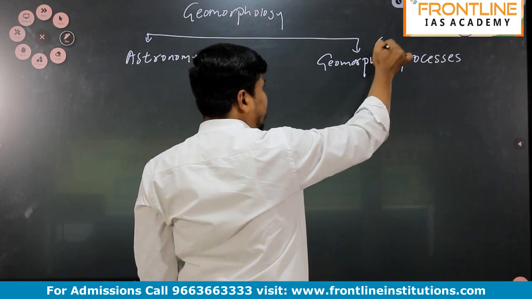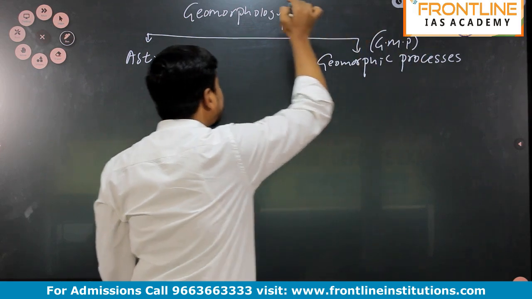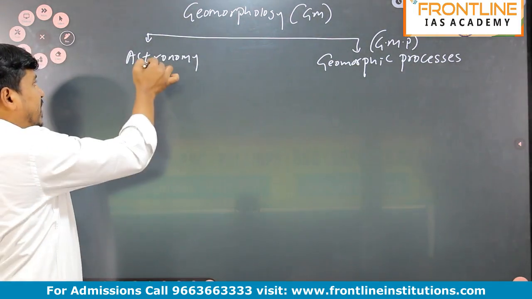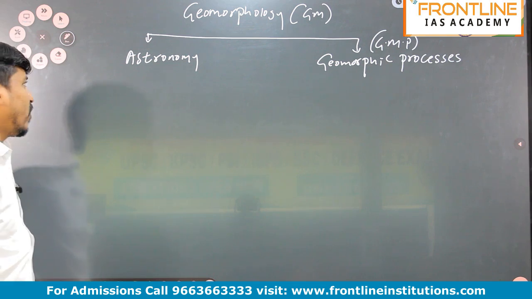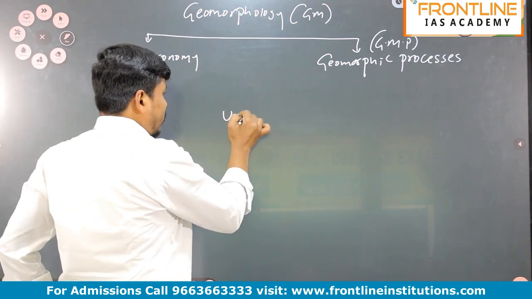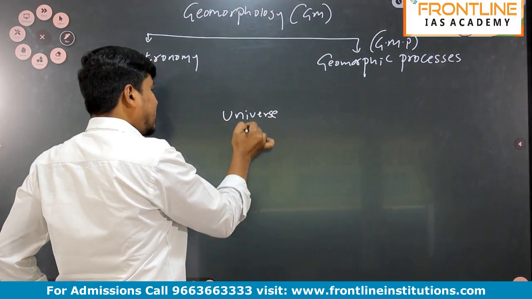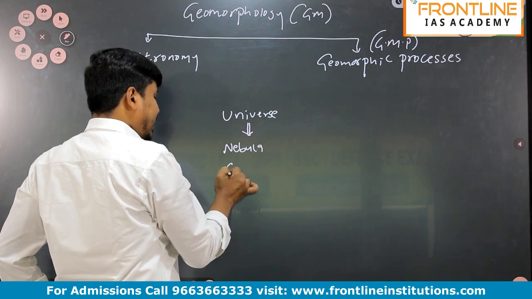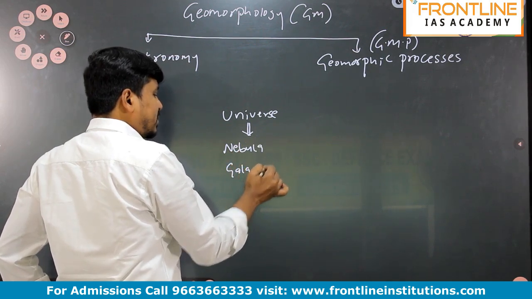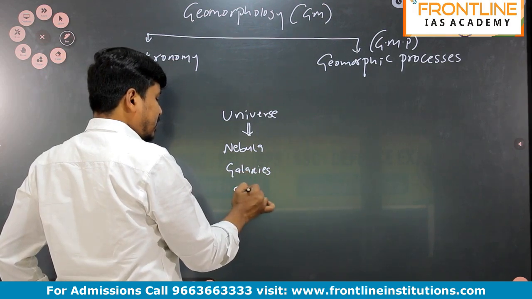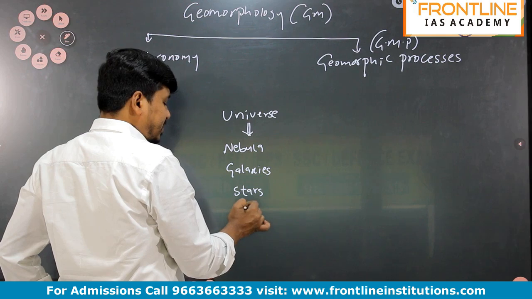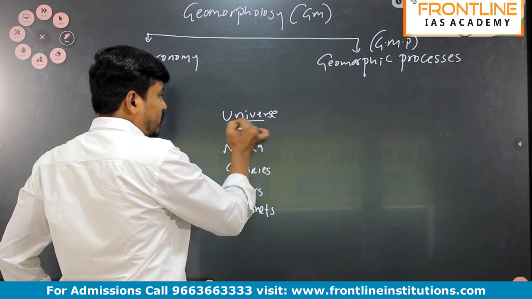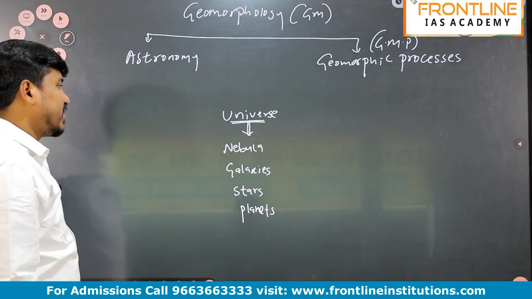Geomorphic processes, we call GMP, and geomorphology, GM, right? So here, astronomy is a science that deals with the study of celestial bodies. Just listen. So here, the universe consists of different celestial bodies, like nebulae, galaxies, stars, and planets. All together we call it the universe, and these are the components of the universe, right?